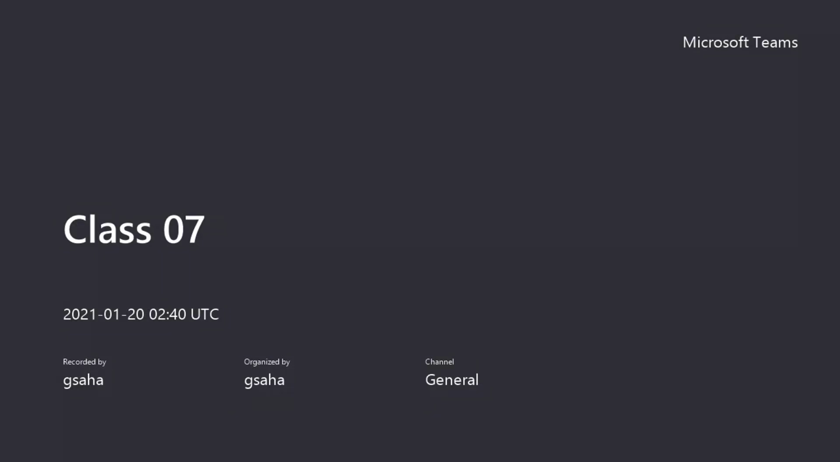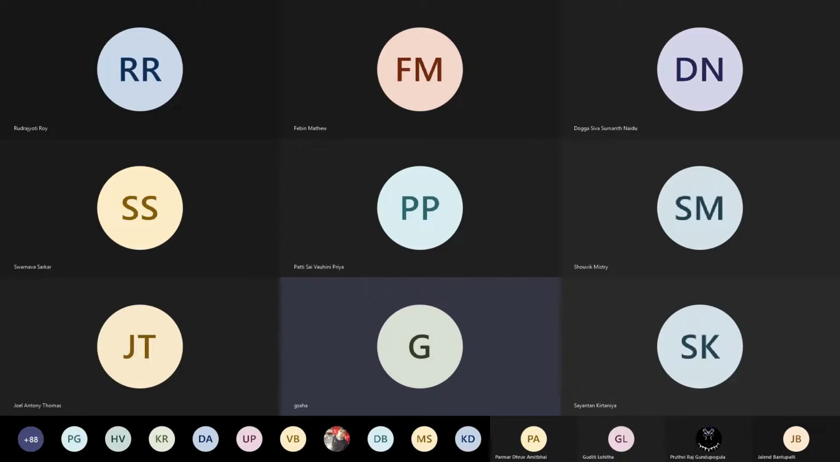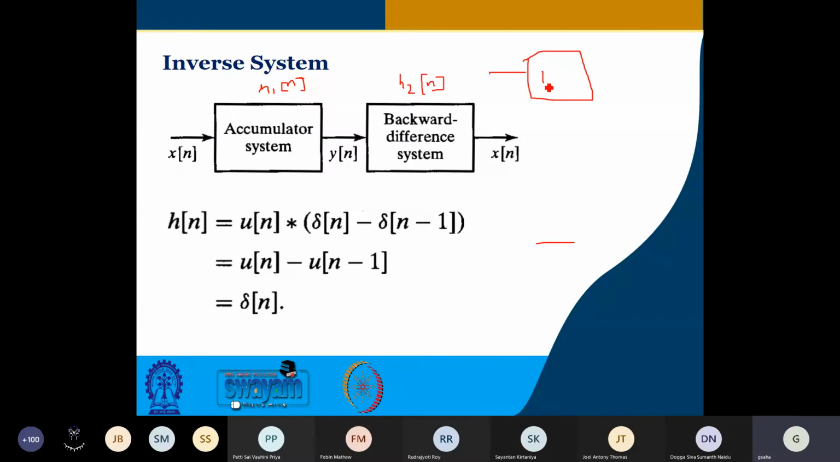This is H2[n]. Then the equivalent system is H[n], which is the convolution of H1[n] and H2[n]. This we have seen, and accordingly we have noted that if x[n] is input, output here will also be x[n]. And in such a case, this H1[n] and H2[n] are inverse of one another. This is where we ended in the last class.